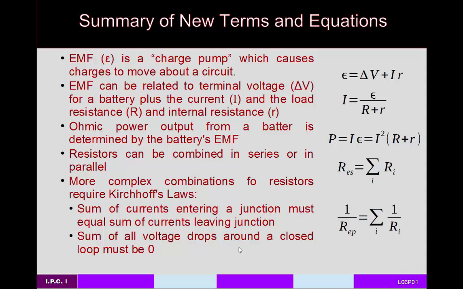The last thing that I introduced was what to do with Kirchhoff's laws, and that basically there is the junction rule and there is the loop rule. Junction rule pertains to conservation of charge. It says that all the current entering a junction must also leave the junction and vice versa. And conservation of energy basically says that as you go around an entire loop of a circuit, the total sum of all the voltage drops should be zero.